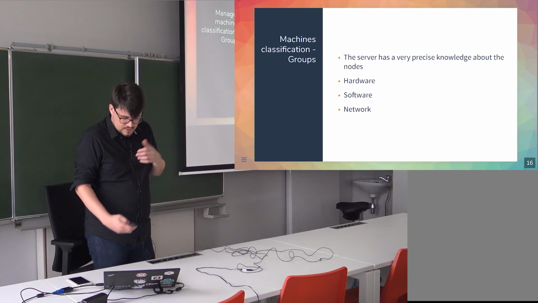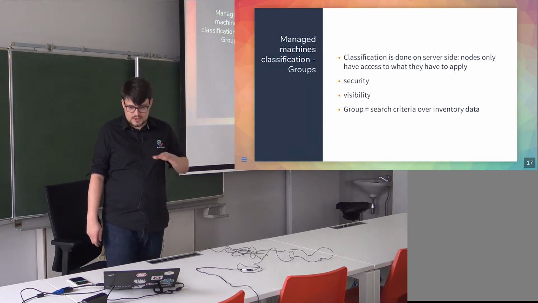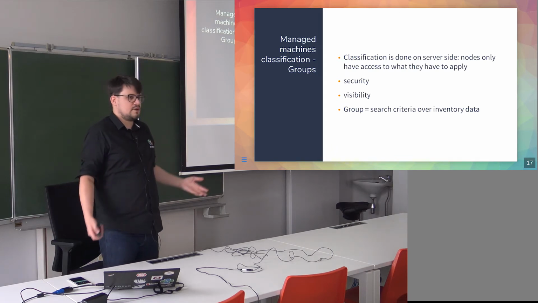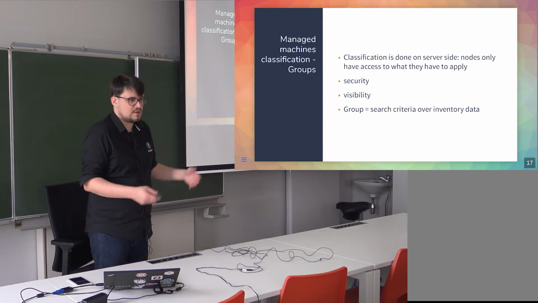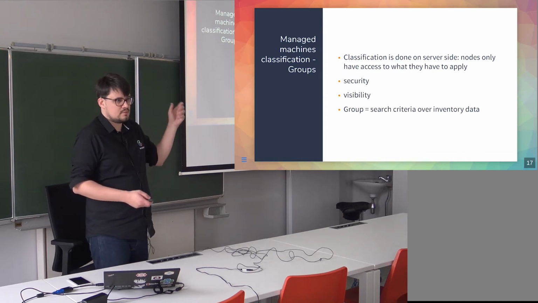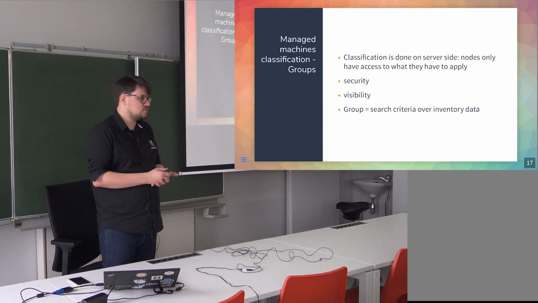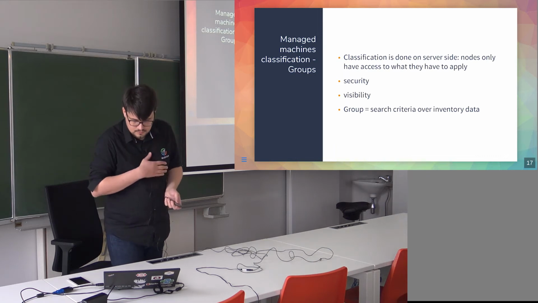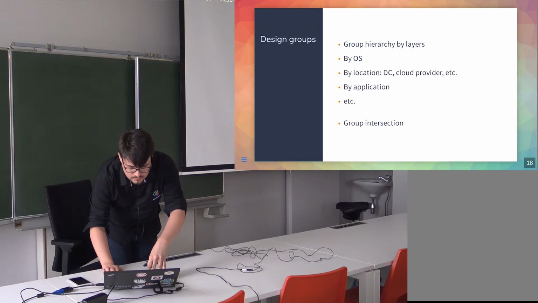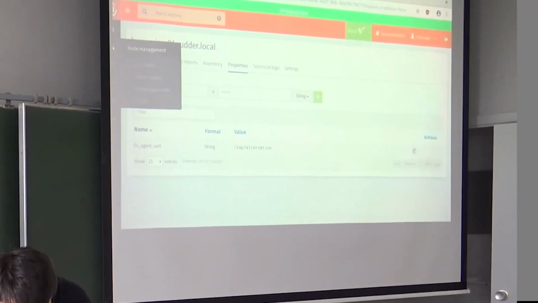So we see that we can use inventory data to define groups. Classification is done on the server side, and a group is basically a search criteria over inventory data. So I say, all nodes that are in this particular network subnet. This is the kind of criteria that we'll use to build the groups. So we can give an example here. So, zoom in a bit.